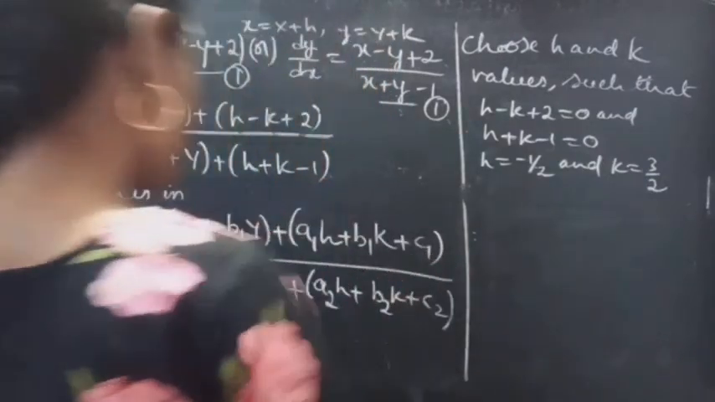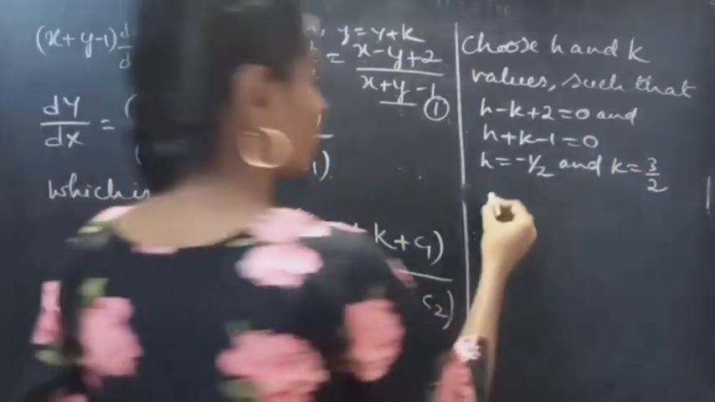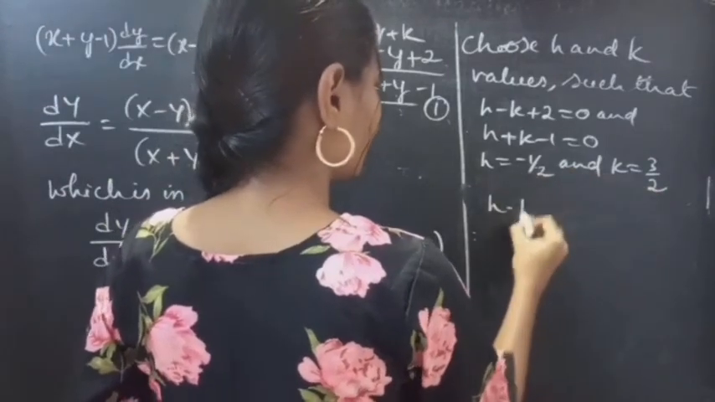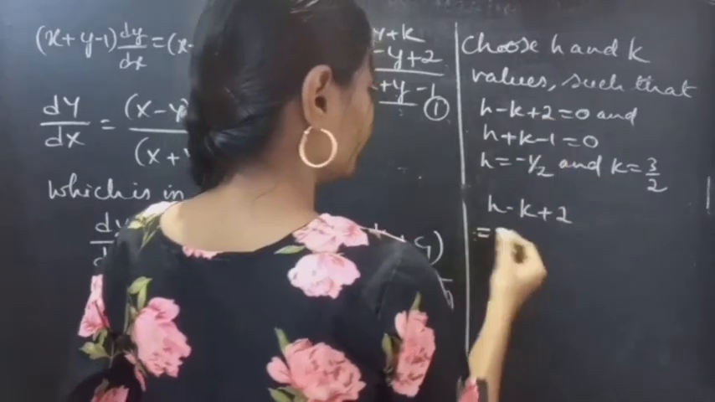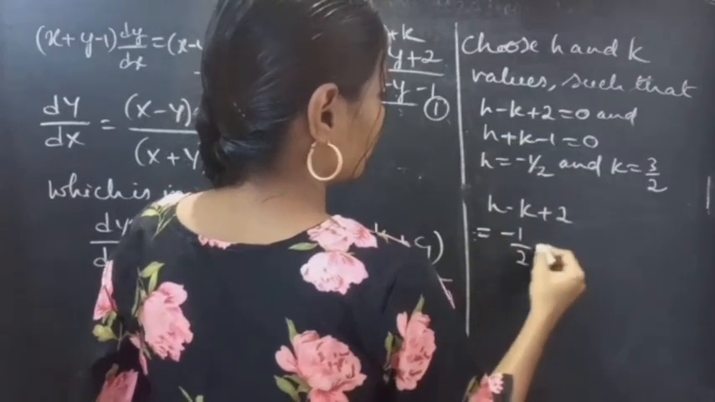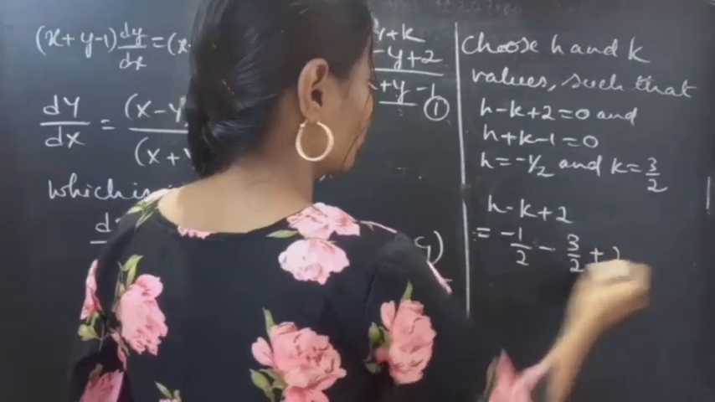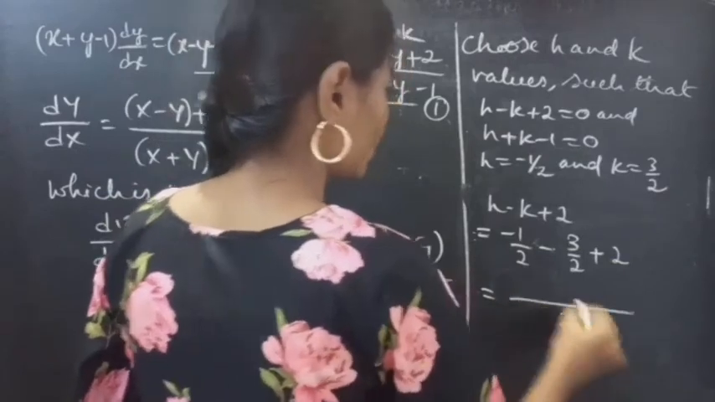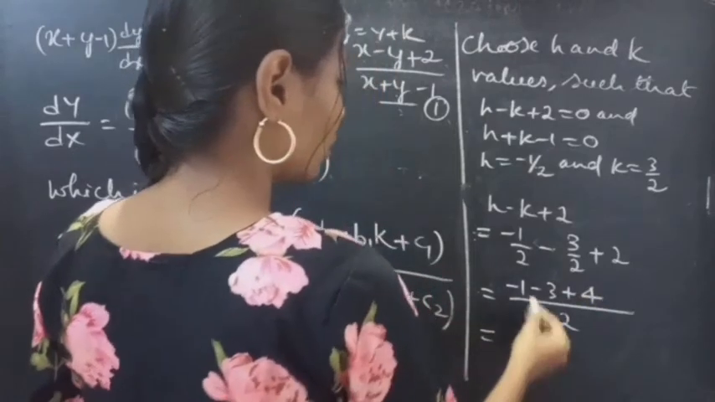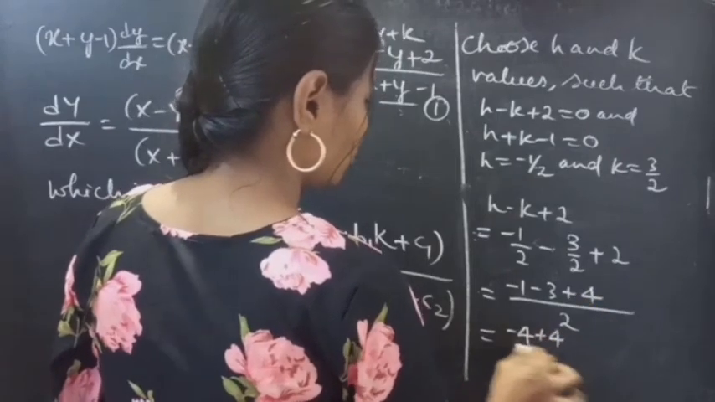So now if we substitute h and k values in these equations, we have to get 0. We have to check whether these values are correct or not. Take the LHS part of the first one and substitute h and k. Minus 1 by 2 minus k, for k equals 3 by 2, plus 2 equals, take the LCM, you'll get minus 1 minus 3 plus 2 twos are 4 in the numerator by 2. Minus 1 minus 4 minus 3 is minus 4, plus 4 by 2.